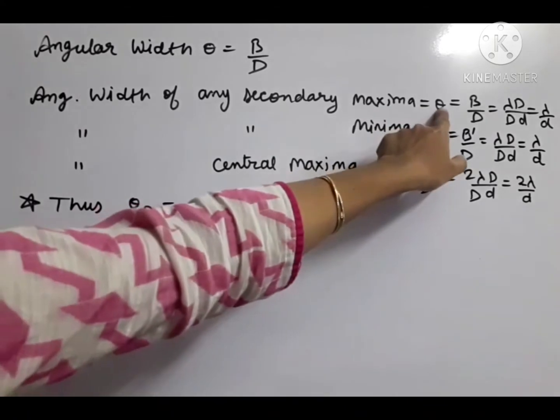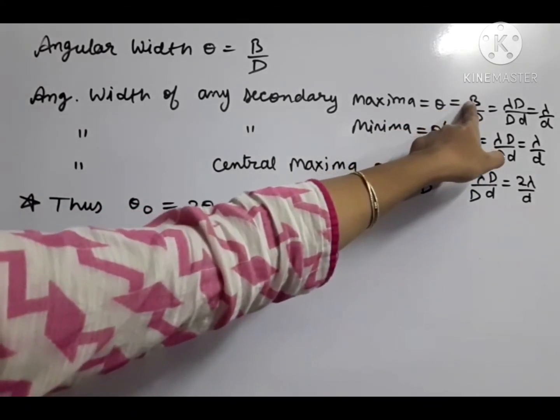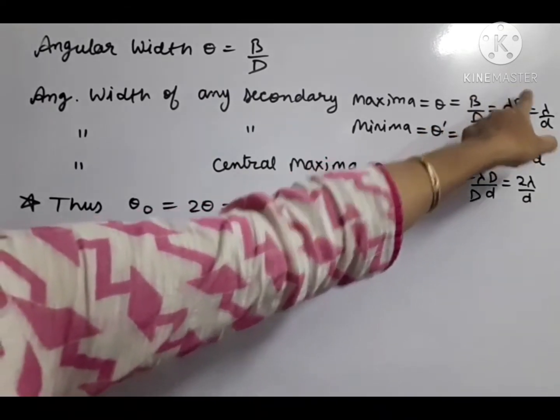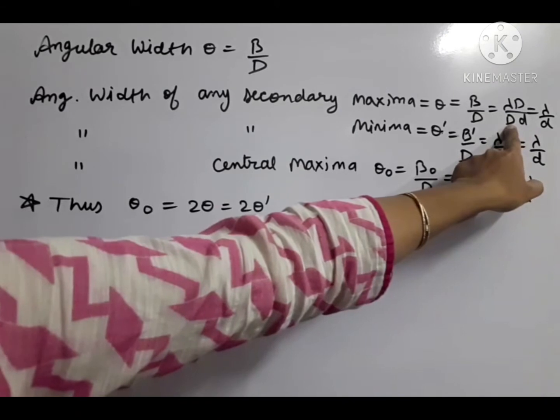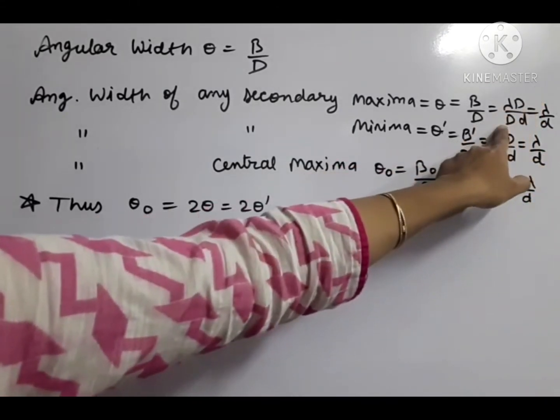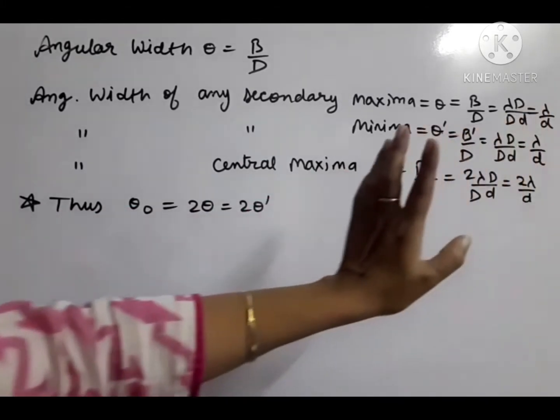So we have to put theta equal to beta by D. Which beta? Maxima beta. So maxima beta is lambda capital D by small d. This capital D is already there in the denominator, so you can see capital D is getting cancelled. Overall lambda by small d is remaining.